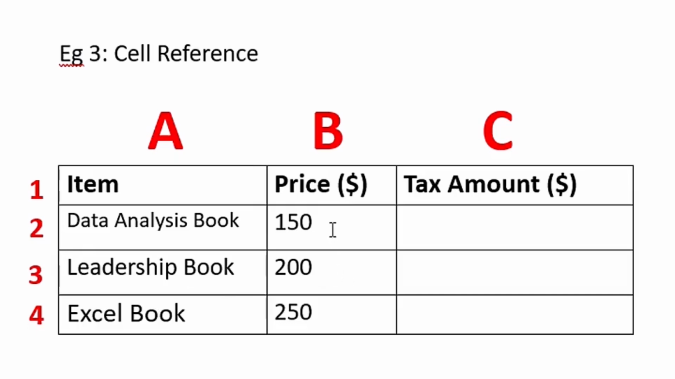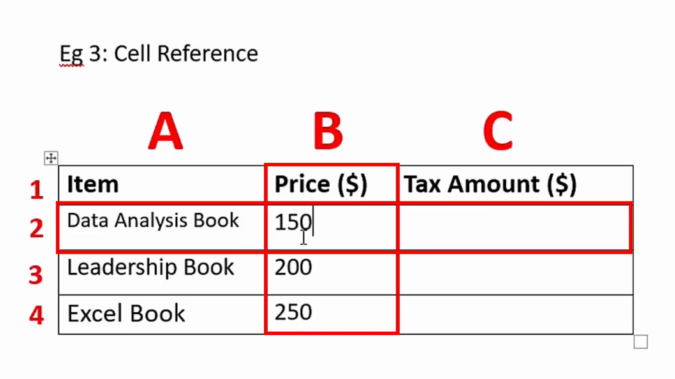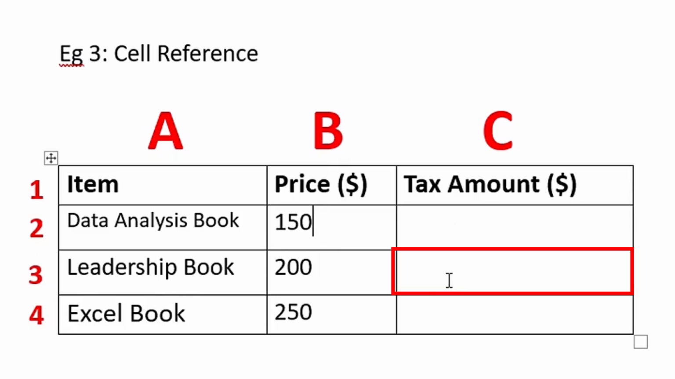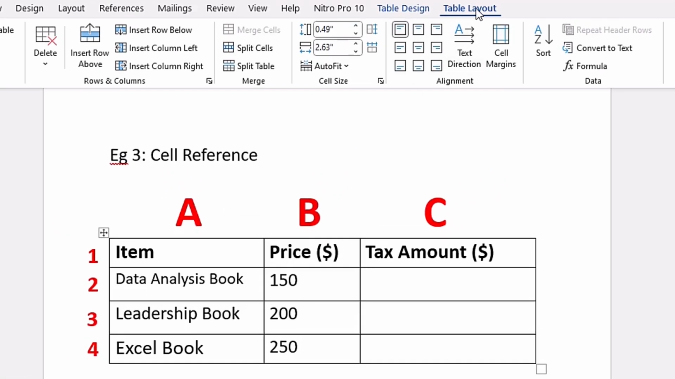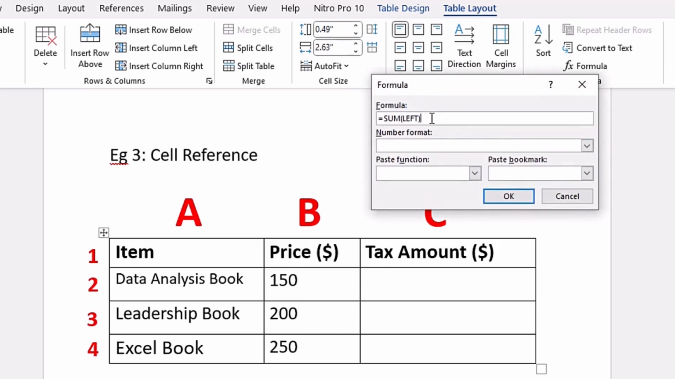And a cell, for example this one here, is actually a combination of column and row, and it's called B2 because of column B and row 2. This is cell C3, just like that. We're going to use cell references and a bookmark to do this calculation as well. So I'm going to click on this cell C2, then go to the Table Layout tab, come to Formula. We don't want to use the positional argument, so we are going to backspace until we delete this.